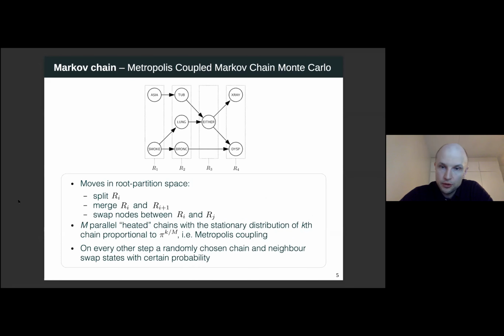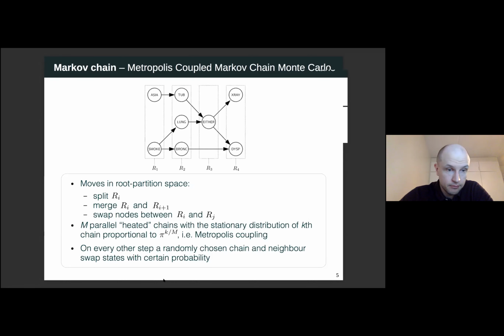So equipped with those two data structures, we can then run the Markov chain. The proposed moves within the chain are quite simple. Some root partition parts are either split or merged, or some nodes in different parts are swapped. And to mitigate the problem of getting stuck in local optima, we run M parallel heated Markov chains with the stationary distribution of the K chain proportional to what you can see on the slides, P to the power of K over M, where P is the unheated distribution. And then on every other step, a randomly chosen chain and its neighbor swap states with a certain probability.